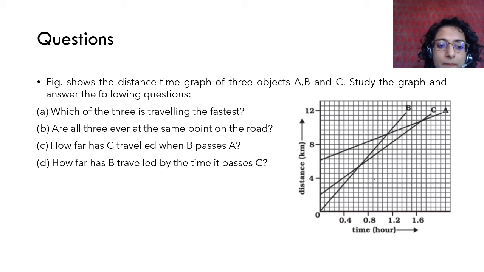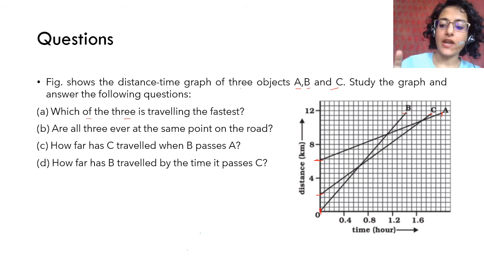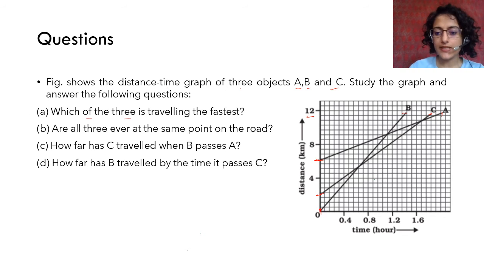Figure shows the distance time graph of three objects A, B, and C. Study the graph and answer the following questions. Which of the three is traveling the fastest? Now look at this graph. A starts from here, it goes here. B starts from here and goes here, and C starts from here and goes here. Now their destination seems to be the same point. So the total distance covered by them seems to be the same.